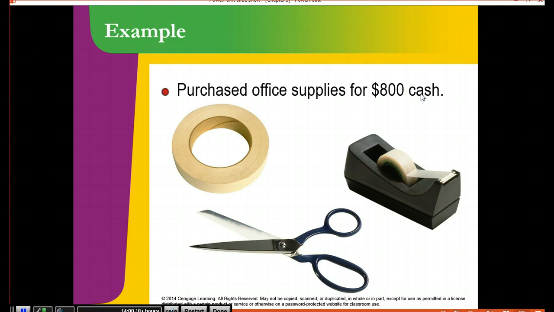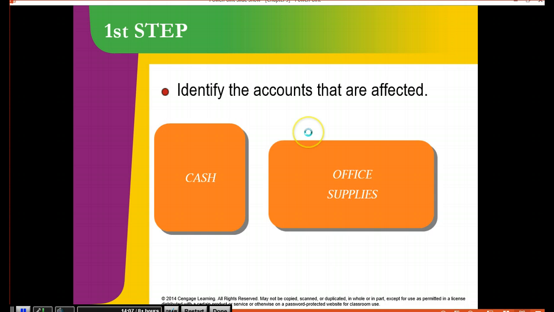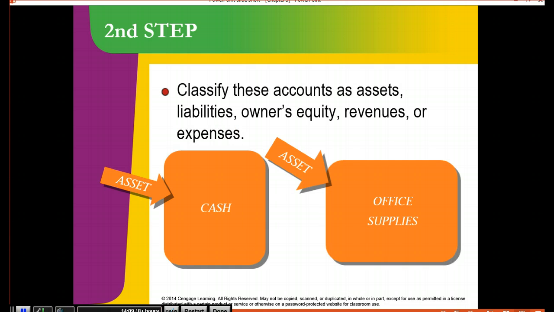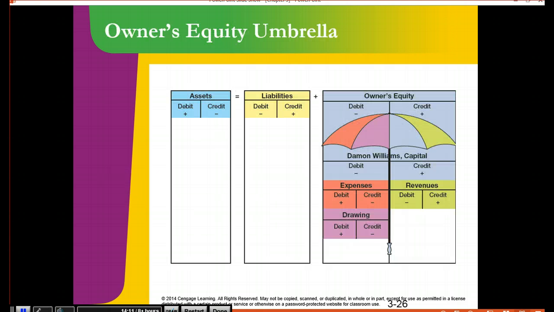And what am I using to pay for that? I'm using cash. So I'm going to decrease my asset cash for $800. Okay, so those are my two. Now, they're both assets. So what's going to happen? Cash is decreased, right? So that means the entry to cash is going to go on the right side or the credit side. And the entry to office supplies, which is also an asset, it's an increase, so it's going to go on the left side.